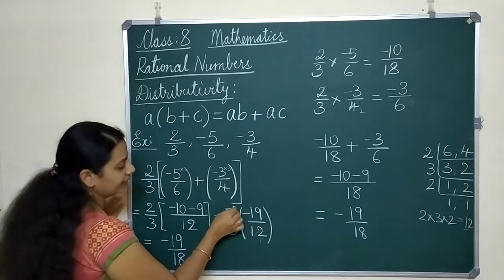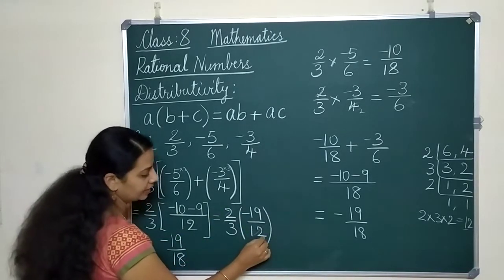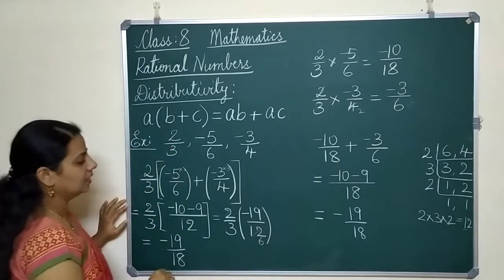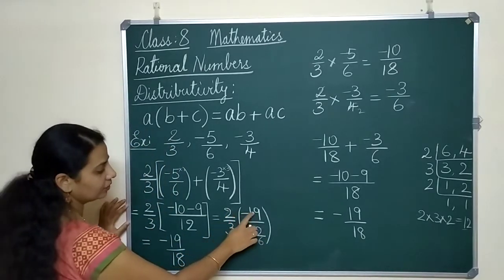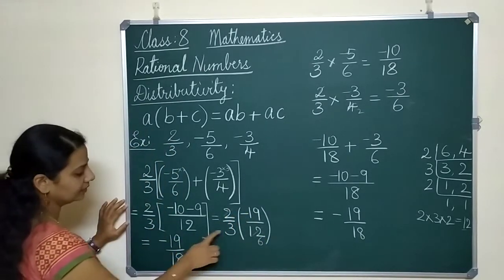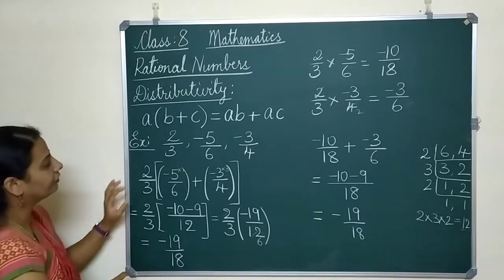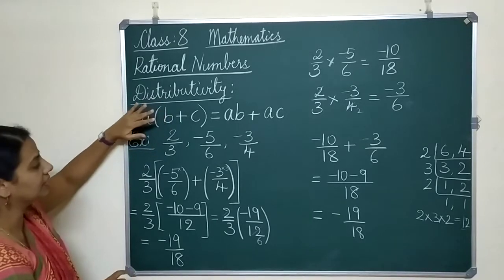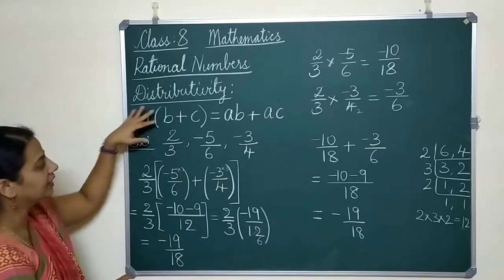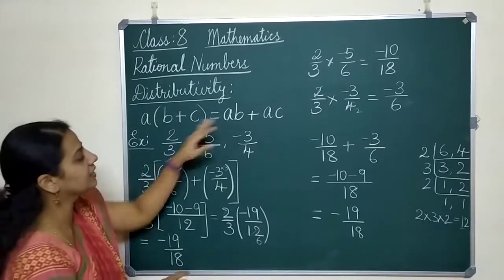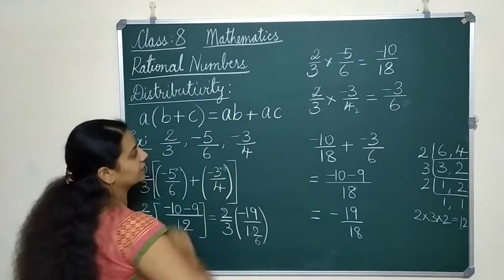Now I'm going to simplify this. 2 ones are 2. How many times does it go? 6 times. So my answer is 1 into minus 19 is minus 19, 3 into 6 is 18. So this is the answer I got for this LHS, that is the left hand side of the equation. Now we will consider this one, that is the RHS.